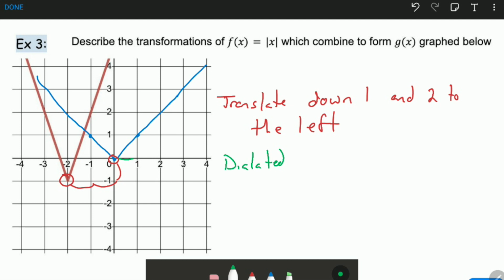And if you look, normally absolute value goes over 1 and up 1. This is going over 1 and up 3. So dilated vertically by a factor of 3. You can also write it as a horizontal dilation by a factor of 1/3. But usually, if it can be done, describe it vertically. There we have it.